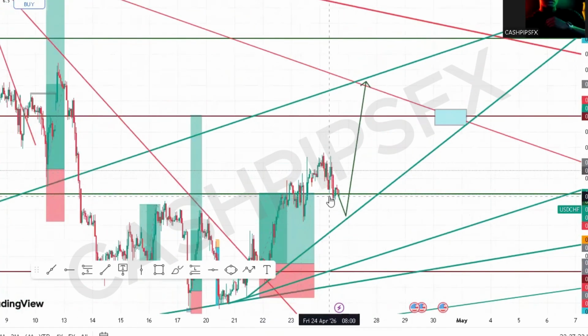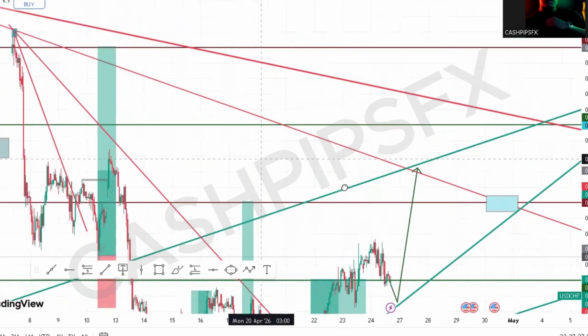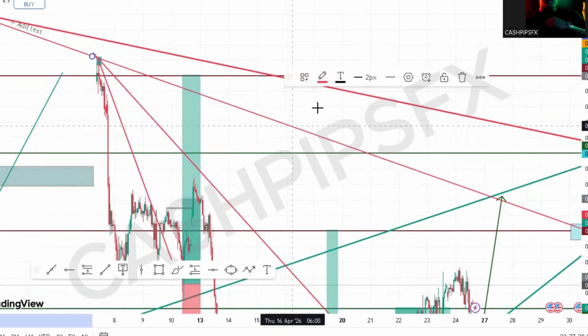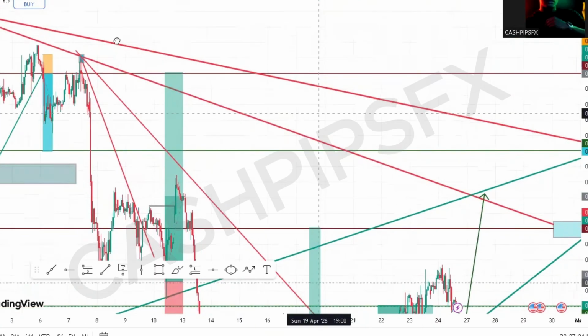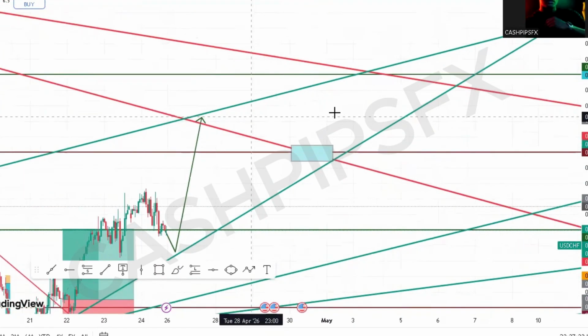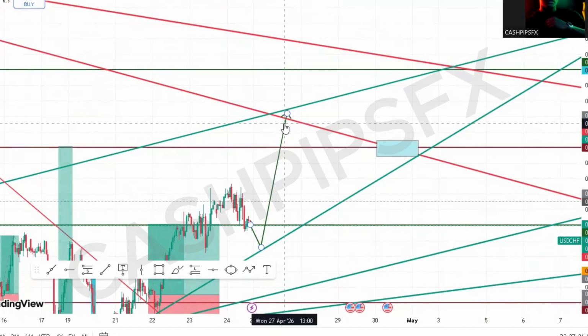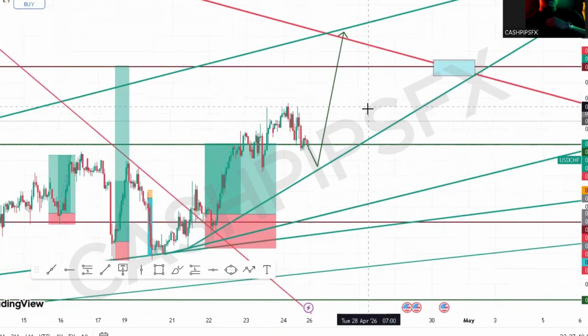If it can give us that and then it delivers to this trend line, it's going to be very significant. I want to put this at 3, so that if it comes and delivers into this trend line, that's when we say we want to now reverse to the downside on USD CHF.